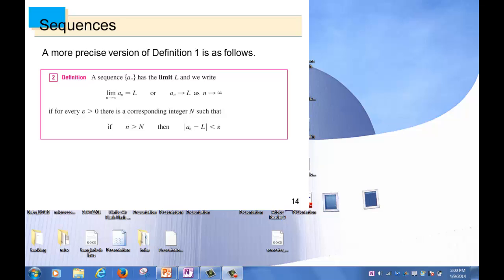Again, one more time. You give me an epsilon, I can find a large capital N such that any term after the capital Nth term will be within epsilon of L. That's the meaning of saying that the limit is L.